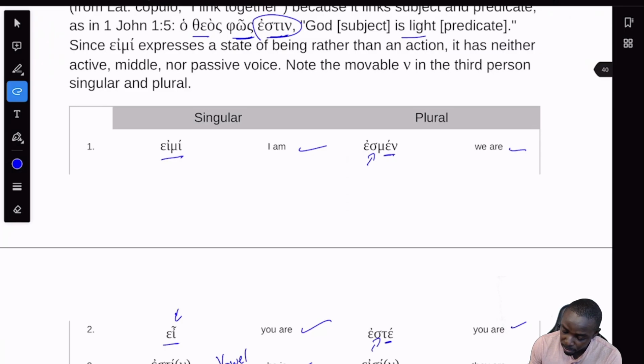Now, don't get confused with the sigma here. That has nothing to do with the future tense, okay? It's just that the nature of this word requires the sigma, right? And you say, how do you know? Well, because of the type of verb you're dealing with. You're dealing with a mi type verb. I am, you are, he is. Esmen, este, eisi. I would say just memorize this chart, write it out, and try to reproduce it like you're doing an exam. If you do that, you're going to familiarize yourself with these verbs.